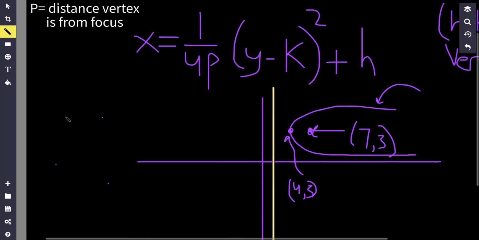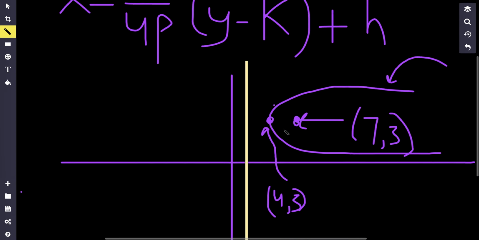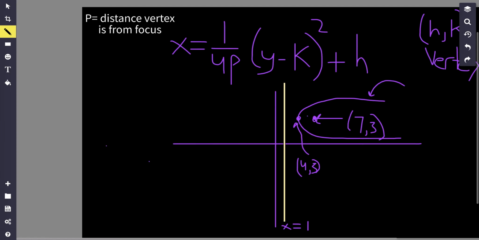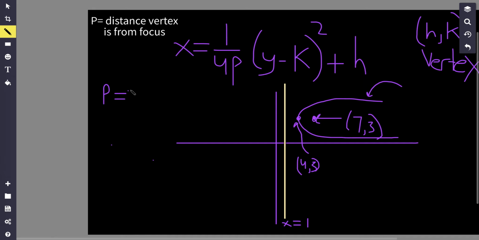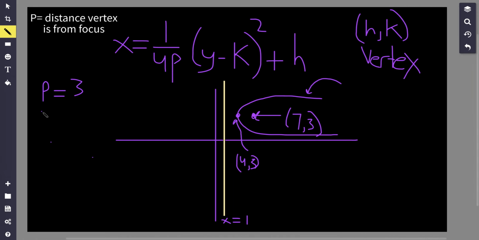So if p represents the distance the vertex is from the focus, so if this point right over here is (4, 3), and this point right over here is (7, 3), the distance is just going to be 3 units, right? So p is going to be equal to 3. And we know the x-coordinate of our vertex is 4, which is h, and the y-coordinate of our vertex is 3. Now just plug it into the formula.